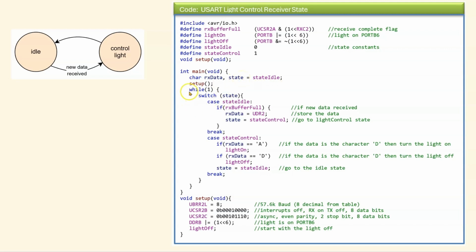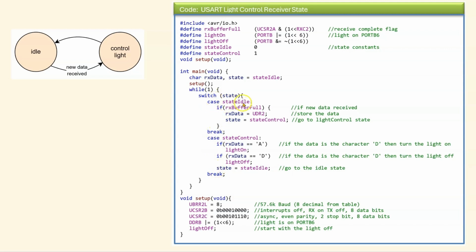Now just going over the switch statement, which is used for the state machine. We repeatedly go into the switch statement, and depending on what value state is will depend on what case we do. So if state is state idle, we will do this case and break. If the state was equal to state control, we will do this case and break.